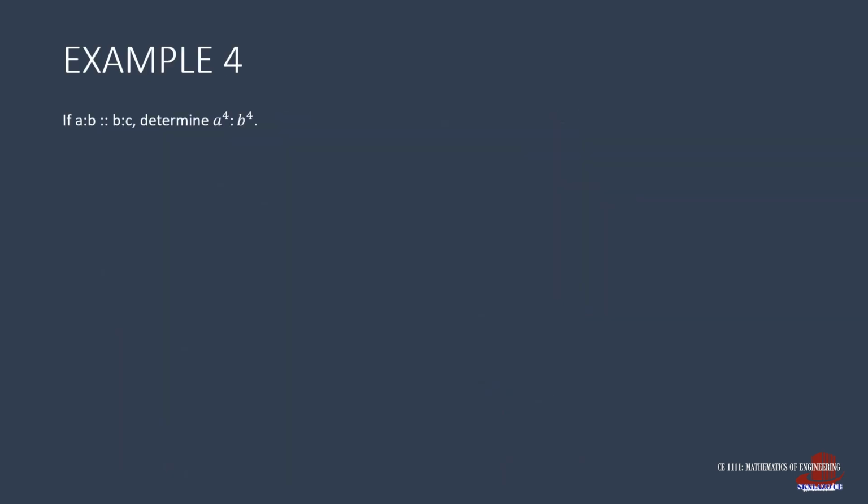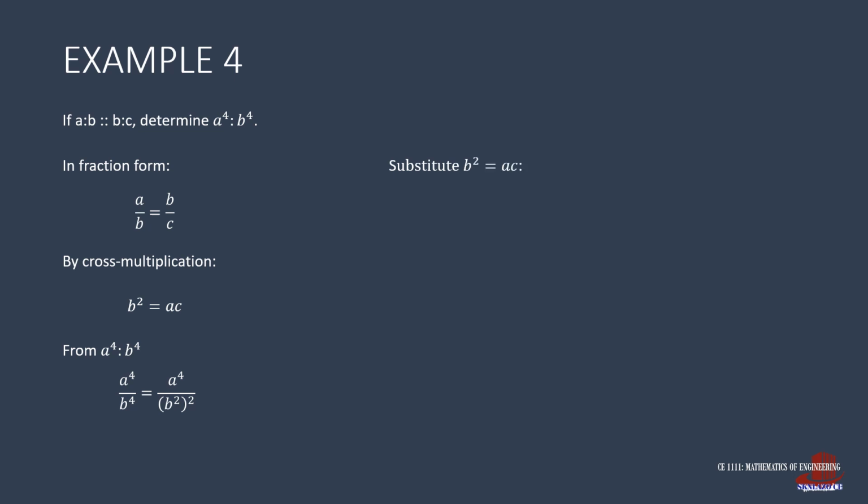Example 4 has the premise a is to b as b is to c. We are to determine a raised to 4 is to b raised to 4. Write the premise in fraction form and get a over b is equal to b over c. If we cross multiply the terms, we get b squared as ac. For the required, we can write it as a raised to 4 over b raised to 4. This can be written as a raised to 4 over the square of b squared. If we replace the denominator by the premise, we make a raised to 4 over the square of ac.